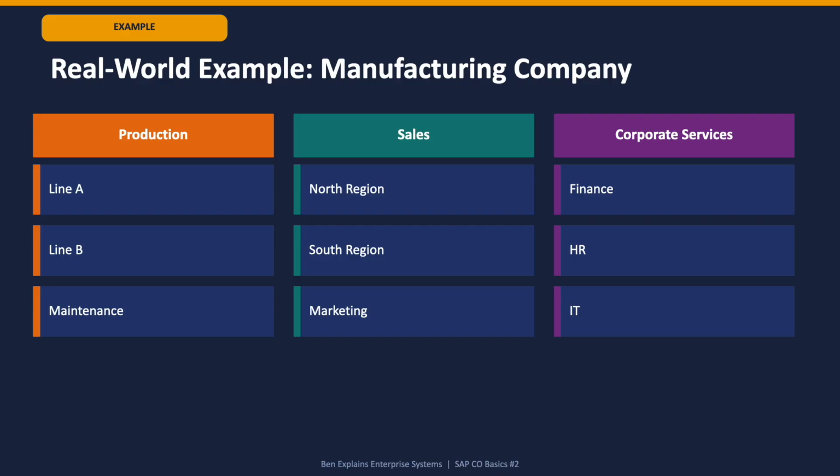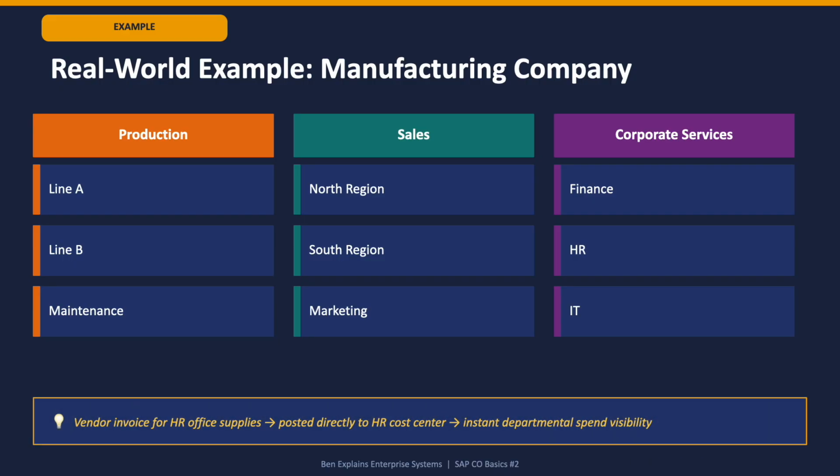Now, when a vendor invoice comes in for office supplies used by the HR team, the accountant will post it directly to HR's cost center. When payroll runs, each employee's salary will be distributed to their respective cost center based on their assignment in SAP's HR module. At month end, the controller can pull a report and see instantly exactly how much each department spent and compare it against the budget. That is the power of cost centers done right.